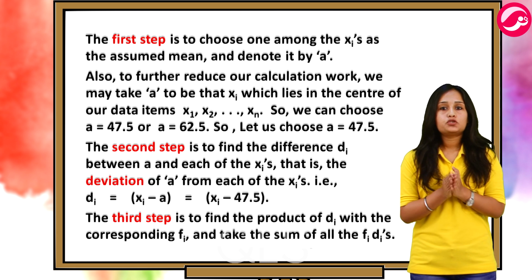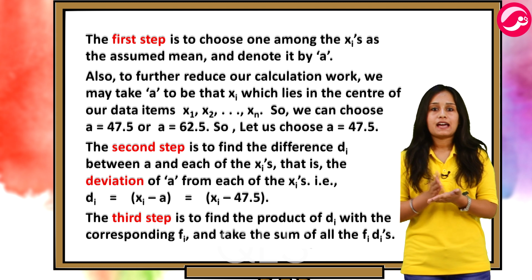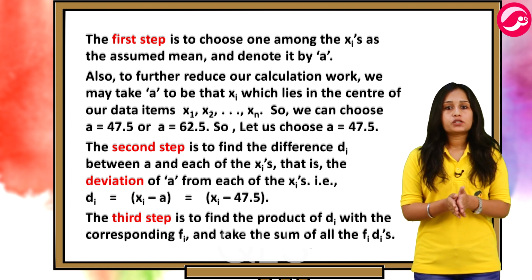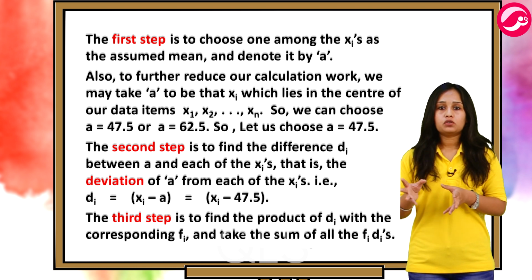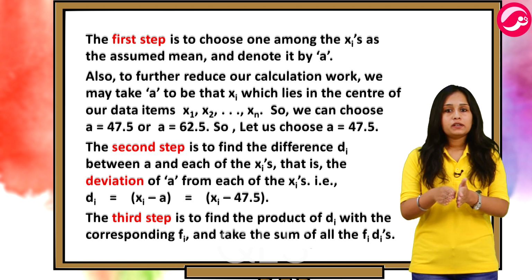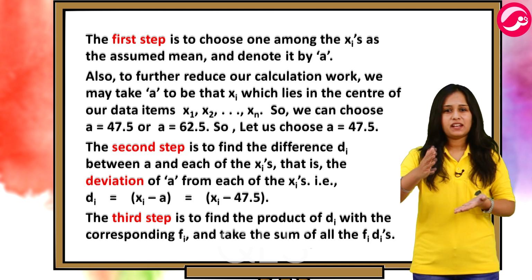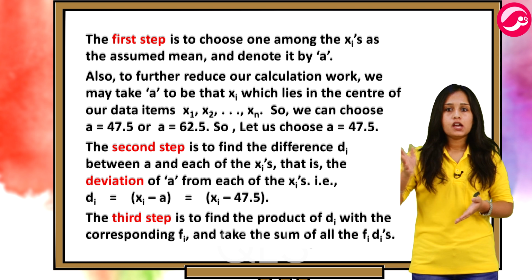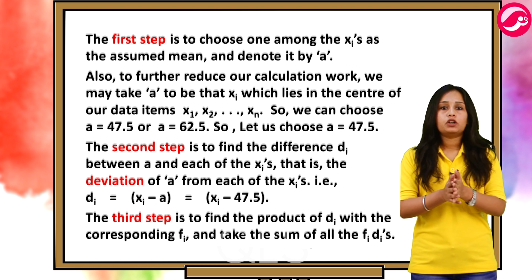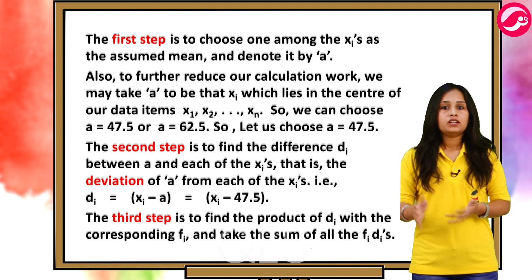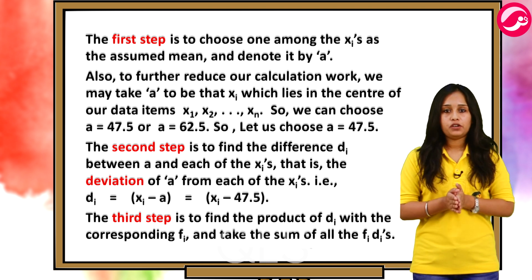Now, the first step is to choose one among the xi's as the assumed mean and denote it by a. Also, to further reduce our calculation work, we may take a to be that xi which lies in the center of our data items x1, x2, x3 and so on up to xn. So, we can choose A is equal to 47.5 or A is equal to 62.5. So let us choose A is equal to 47.5.